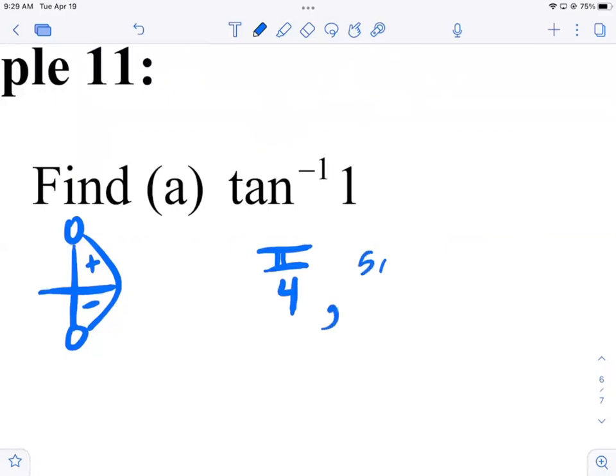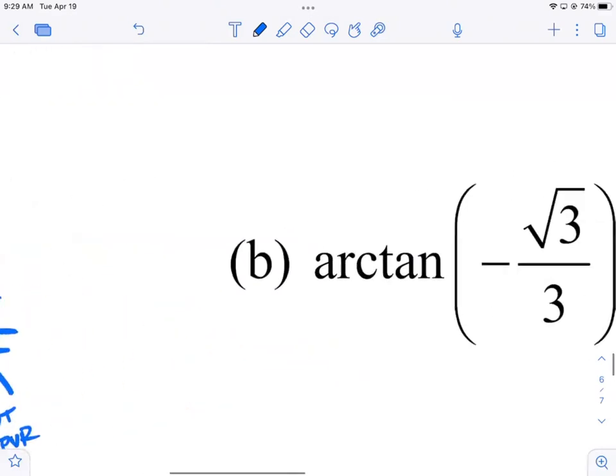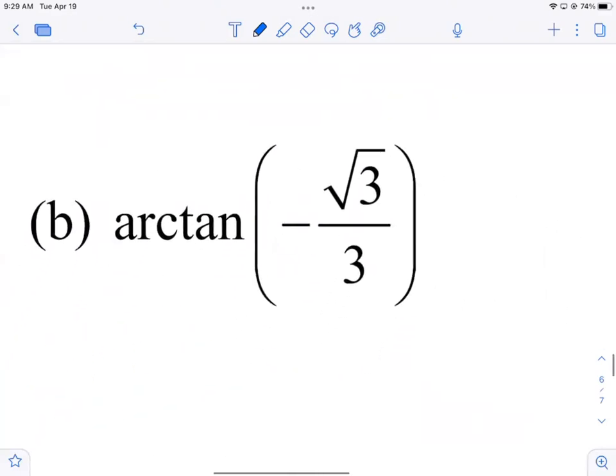Could it also be 5 pi fourths? After all, what is tangent of 5 pi fourths? It's 1. But why can't it be 5 pi fourths? Not in the PVR. Good. So it's just pi fourths. Number B, arctangent of negative square root of 3 over 3.